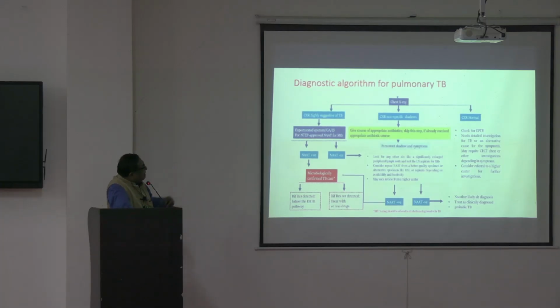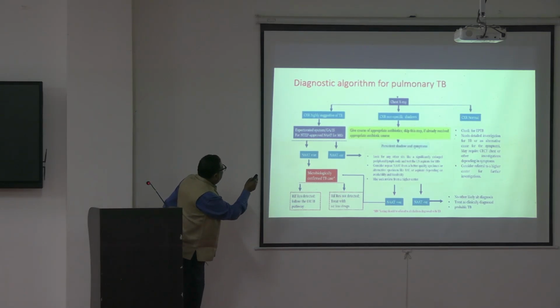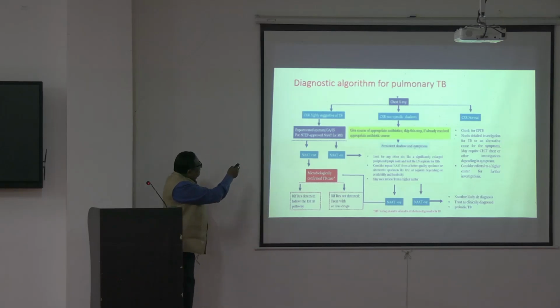So for diagnosing pulmonary TB, first we do an X-ray. If there is a history suggestive of tuberculosis, we go for the X-ray test. If the X-ray is highly suggestive of TB, then, as I told you, we do an expert test on induced sputum or gastric lavage, a NAT for tuberculosis. If it is positive, we start microbiology.